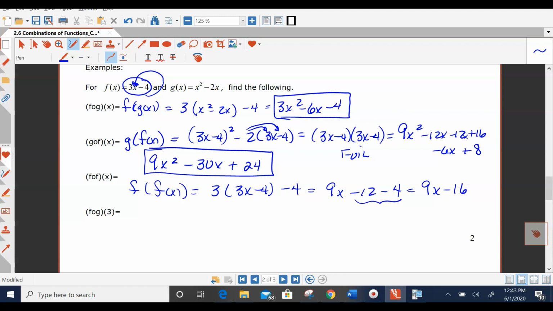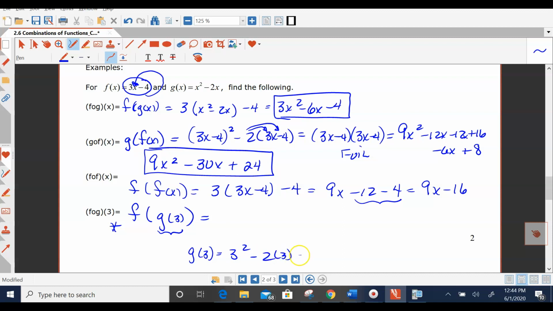Last operation is F circle G of 3. Be careful with these. It's always good to write what the notation means. This means F of G of 3. This means the inside part, G of 3, needs to be calculated first. So if I go to G and plug in a 3, I will get 3 squared minus 2 times 3.